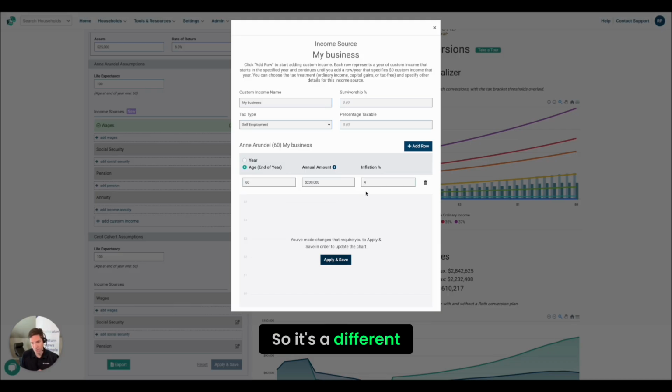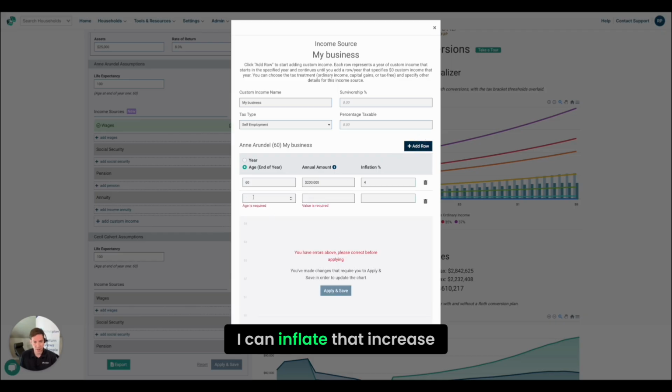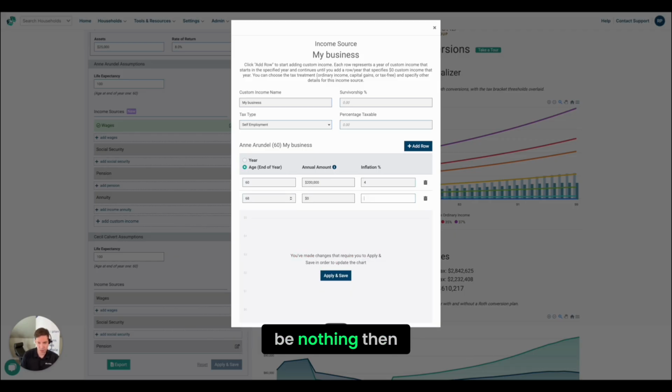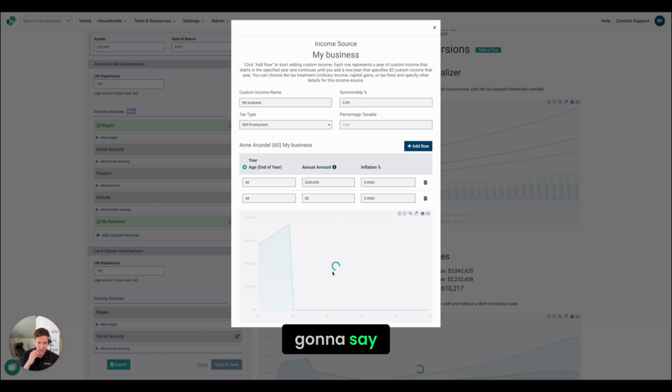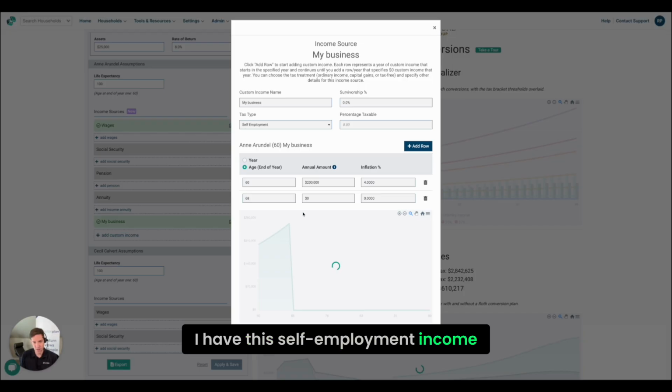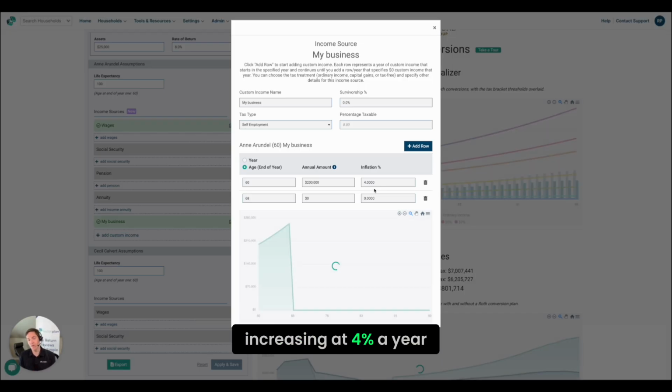So the rate of inflation may be 2% or something, but if the business is growing at 4%, I can inflate that increase. And then let's say that I'm going to stop this business at age 68, and so there's going to be nothing then. And so I can save that. And so what it's going to do is it's going to say, okay, from age 60 to age 67, I have this self-employment income. It's going to be increasing at 4% a year.